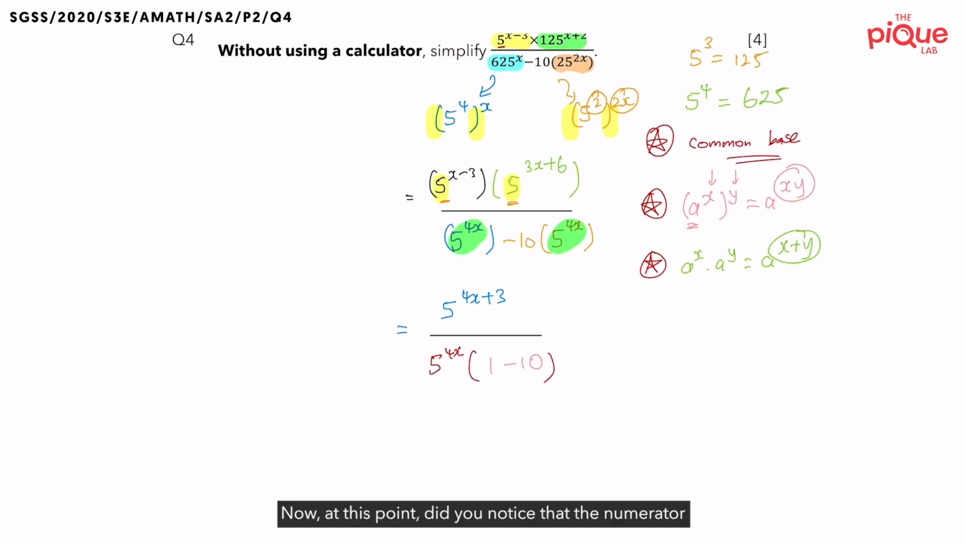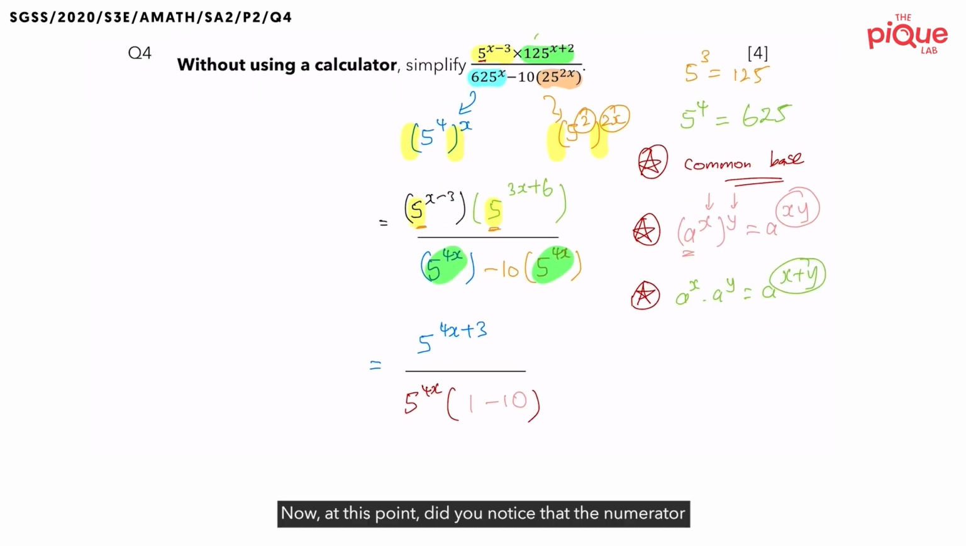Now, at this point, did you notice that the numerator and denominator contain a common looking term? That term being 5 to the power of 4x. This means that we can simplify further by cancelling off this common term here. But how do we do it? We will have to revisit our law of indices on the right side. We will be moving from right to left.